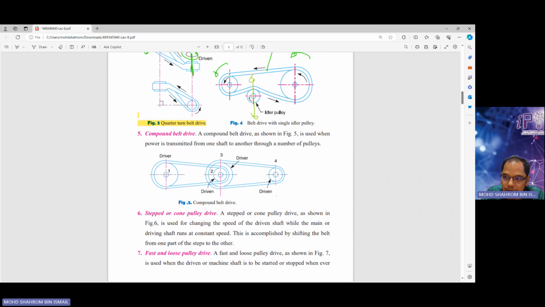This is another thing. We call it compound belt drive. Okay. A compound belt drive, as shown in figure 5, is used when the power transmitted from one shaft to another through a number of pulley. So you got number of pulley, so we're going to transmit the power from one shaft to another shaft. Okay. So this one is called compound belt drive. All right.